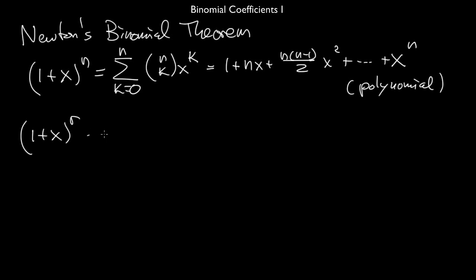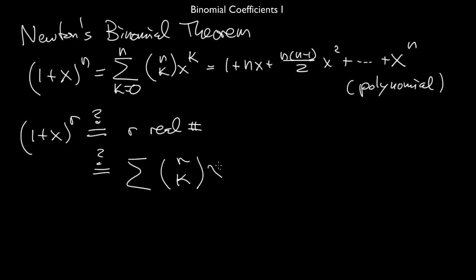Now, what if I asked about (1 + x)^r, where r is a real number, but not necessarily an integer? Is it possible that this formula holds? So you'd have something like this: summation r choose k, x^k, k running from 0 to, well, to what? I'm not sure. Is it possible that such a formula could be true?